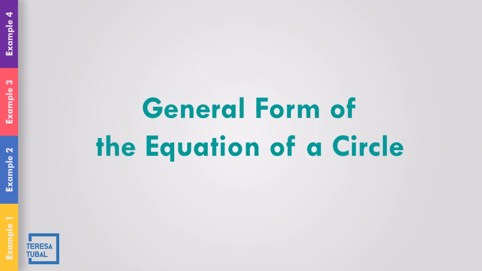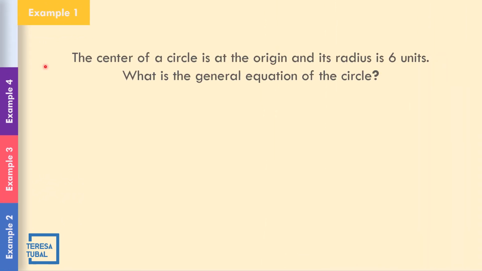So let us proceed to get the general form of the equation of a circle. In example number 1, the center of a circle is at the origin and its radius is 6 units. What is the general equation of the circle? So let us identify what could be the center. The center is at the origin, so it means the center is 0, 0. 0 is h, and then another 0 is k. How about the radius? The radius is equal to 6 units.